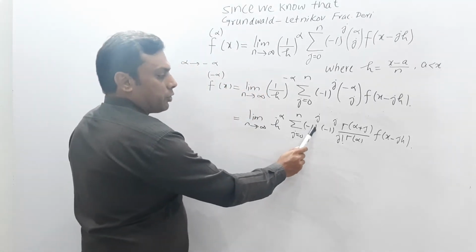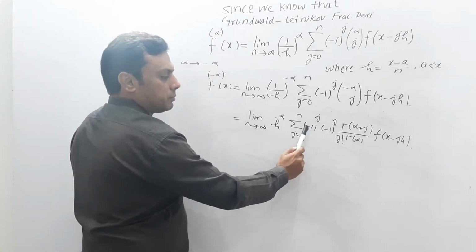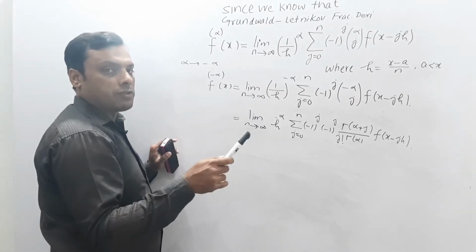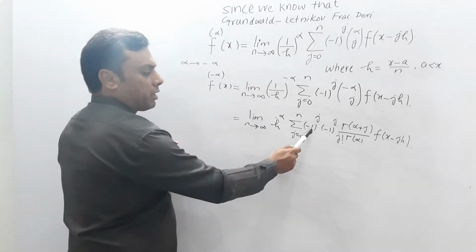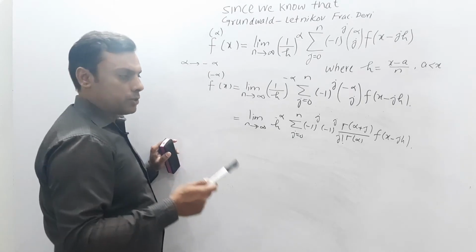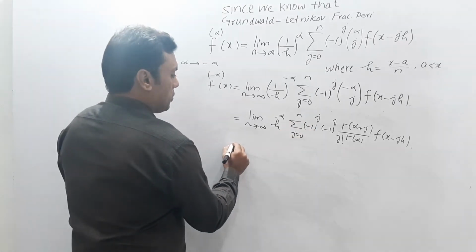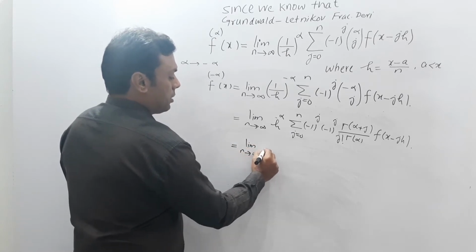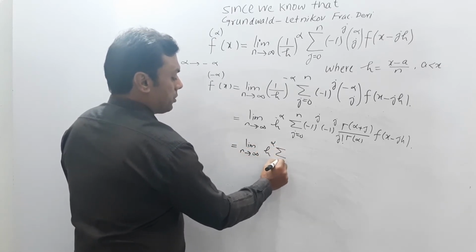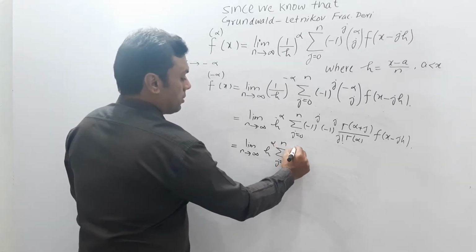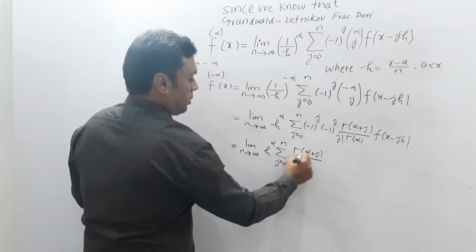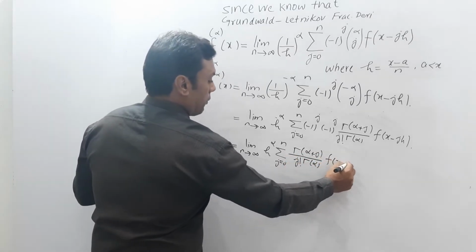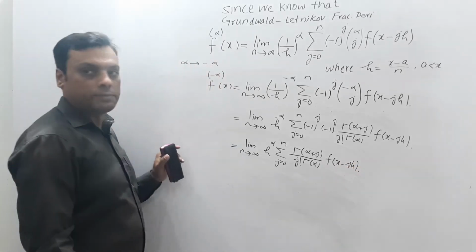Okay, here negative 1 to the power j and again negative 1 to the power j becomes negative 1 to the power 2j. J is an integer, so 2j will always be an even number, and negative 1 to the power of an even number is always positive, so they will cancel out. What we are left with is limit n tends to infinity of h to the power alpha, summation j equals 0 to n, gamma of alpha plus j over j factorial gamma of alpha, f of x minus jh.